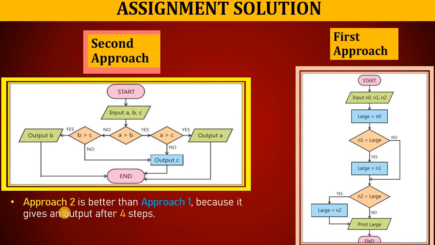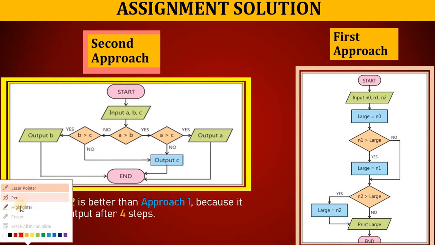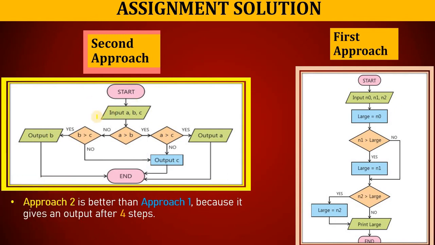Number one is that approach 2, that is, the second approach, is better than the first approach. Why? Because this approach contains fewer steps as compared to the first approach. According to this, approach 2 contains only 4 steps. How? This I will tell you.